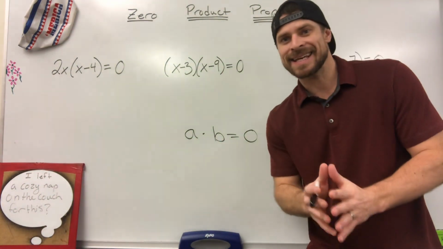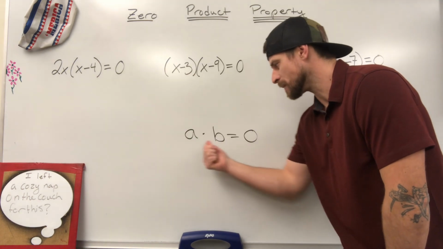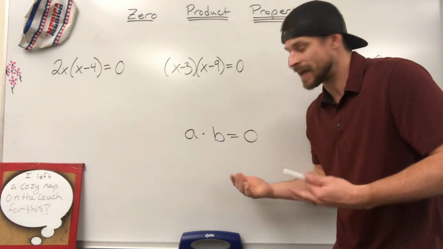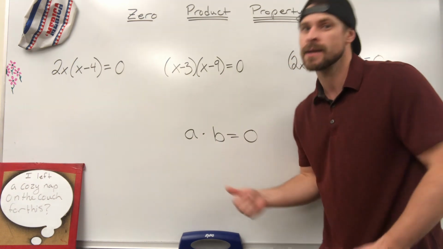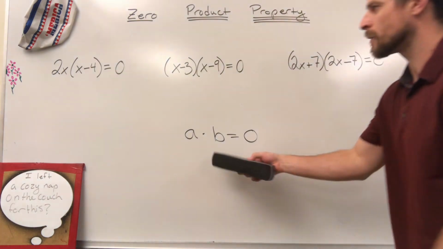All right, let's take a look at the zero product property. What it states is that if I have two values being multiplied together and their product is zero, either that A or that B has to be a zero. Makes sense, right? So why do we need to know this?